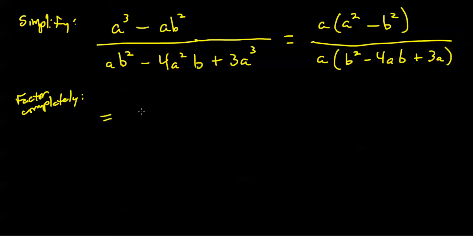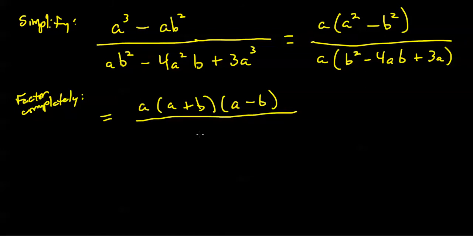The numerator contains a factor that's a difference of squares. So of course I can factor that again as a times a plus b times a minus b according to our difference of squares pattern.